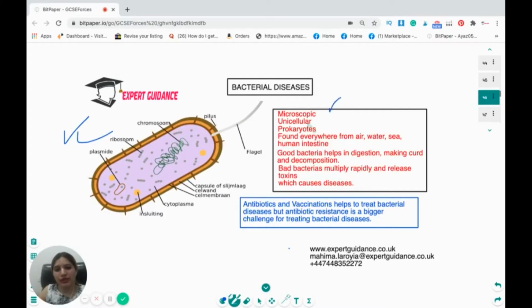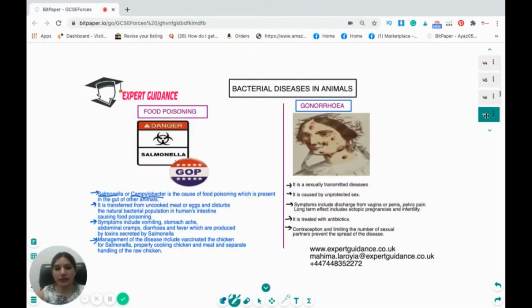These are microscopic, unicellular prokaryotes, found everywhere from air, wood, and sea to the human intestine. The good bacteria help in digestion, making curd, and decomposition. The bad bacteria multiply rapidly and release toxins which cause diseases. Antibiotics and vaccination help to treat bacterial disease, but antibiotic resistance is a bigger challenge for treating bacterial disease, and we'll see this later.